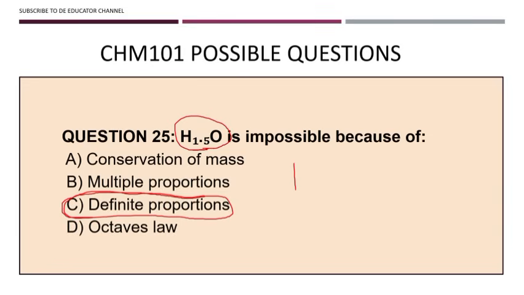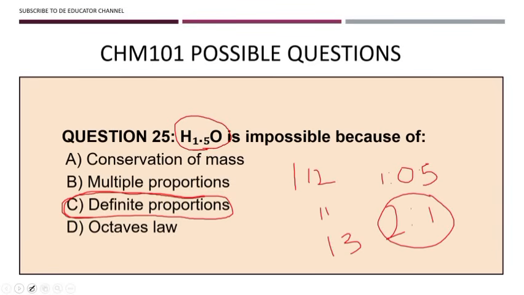So it can be 1:2, 1:1, 1:3 and stuff like that. It can never be 1:0.5. If it is 1:0.5, do you know what we do as scientists? We times it by 2. Once we times it by 2, it will now be 2:1. I hope you understand this. And so it is as easy as that. All right, so let's move on.